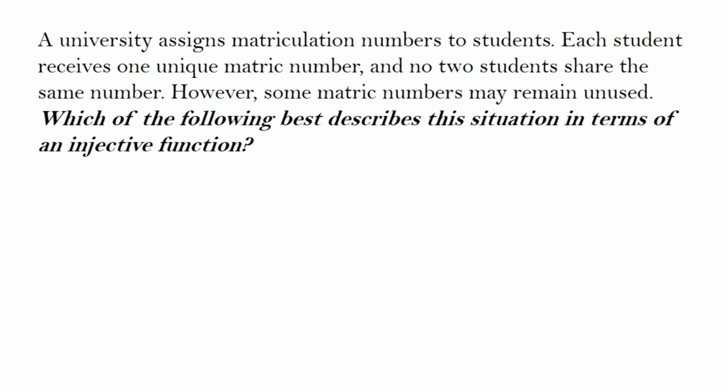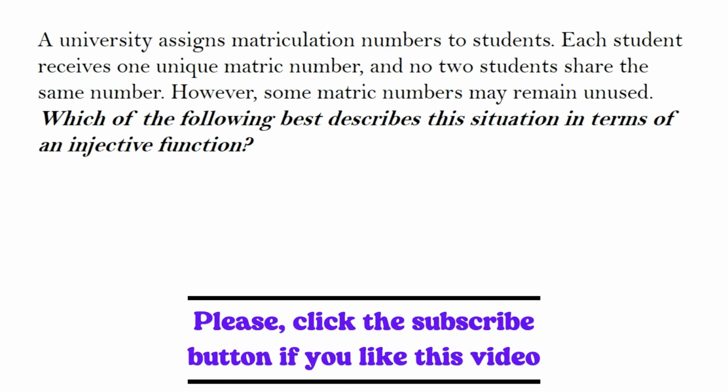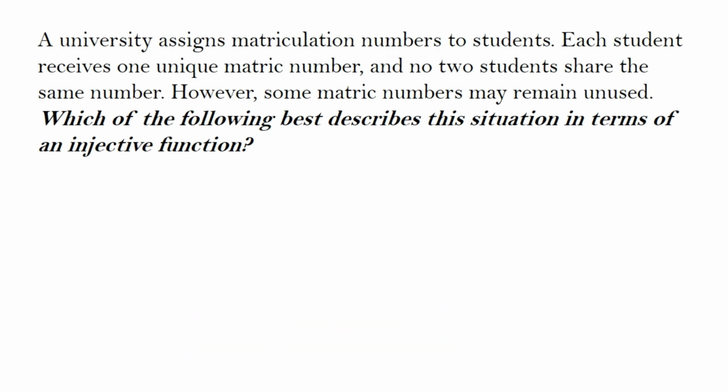A university assigns matriculation numbers to students. Each student receives one unique matric number, and no two students share the same number. However, some matric numbers may remain unused. Which of the following best describes this situation in terms of an injective function?